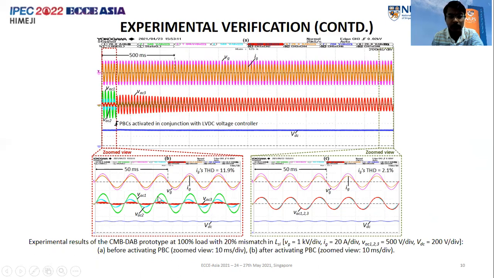Here it's a similar thing which is happening. Before the activation of PBCs, we can see there is an imbalance in the power causing an imbalance in the grid side submodule AC voltages, which is leading to a high THD in the grid side current, which is unwarranted. And then when the PBC is activated, at steady state we can see that there is no imbalance either in the power or voltage, and the current has become quite nice in terms of quality, and the THD is quite low.